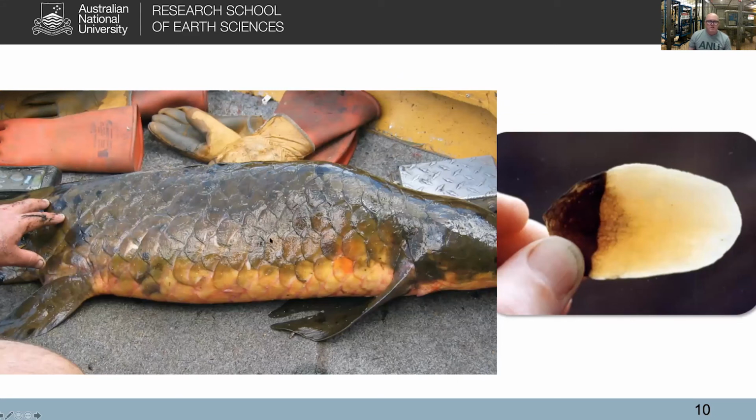So this is just a close-up of the fish, and here is one of the scales that you can pull off the fish. So the fish are collected and put up on the boat. They're weighed and their length is measured. Some scales are pulled off, and then they slide them back into the river to swim again.